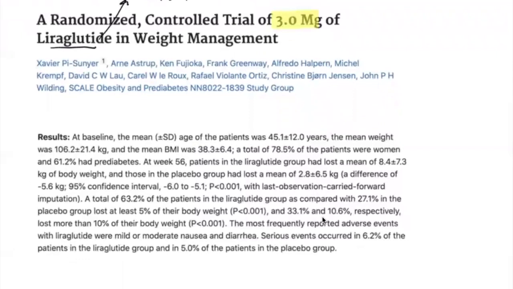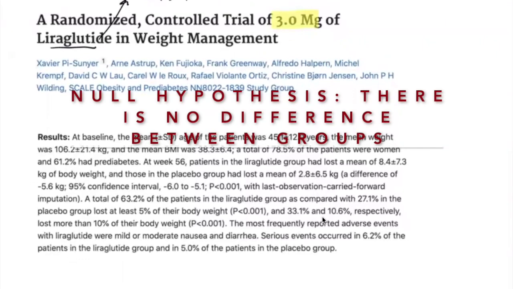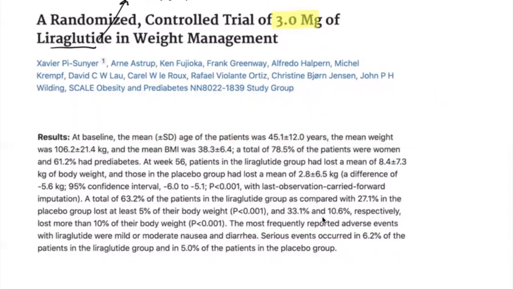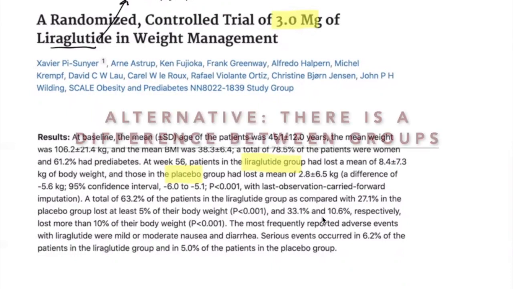So if we were to do a null hypothesis, our null hypothesis would be that there is no difference between the liraglutide group and the placebo group. And if you read carefully here, you can go ahead and see that one of the groups was placebo and the other group was liraglutide. So our null hypothesis would be that there is no difference between liraglutide and placebo. And our alternative hypothesis would be that there is a difference between the liraglutide group and the placebo group in terms of weight loss.